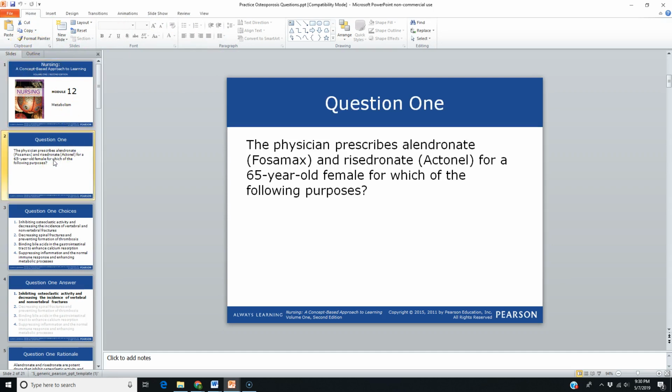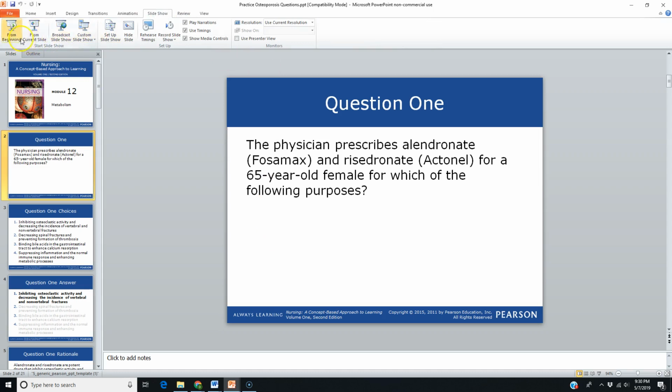The physician prescribes alendronate or Fosamax and risedronate or Actonel for a 65-year-old female for which of the following purposes? It's funny, we just talked about this with our last patient.